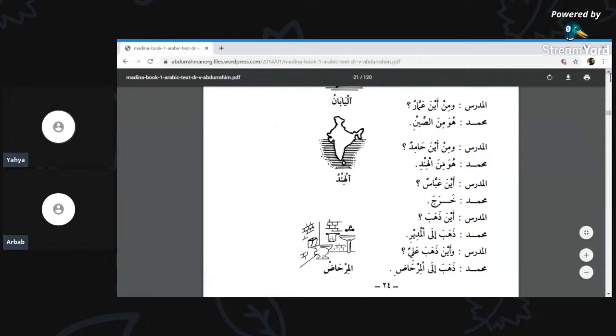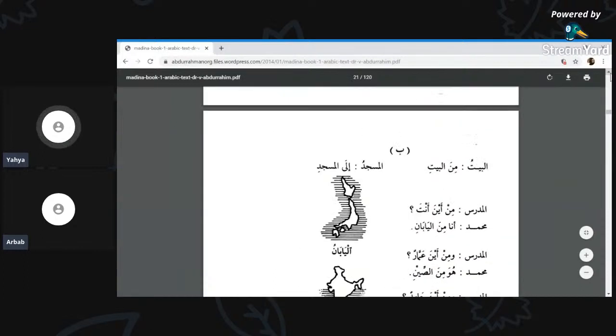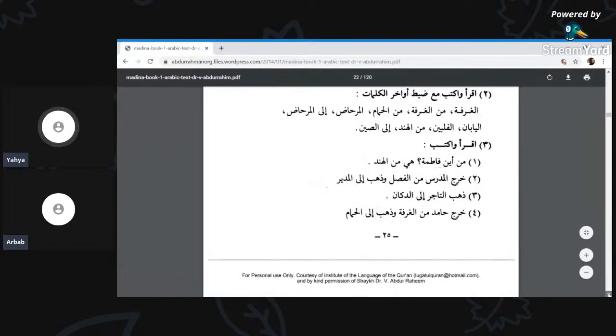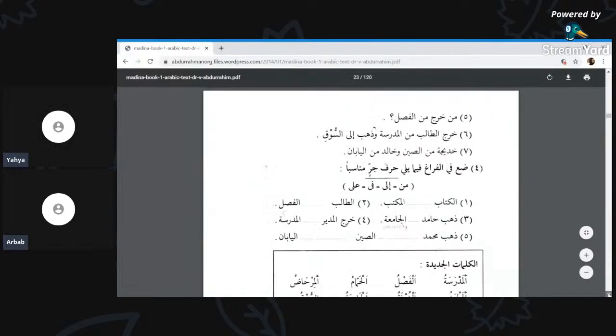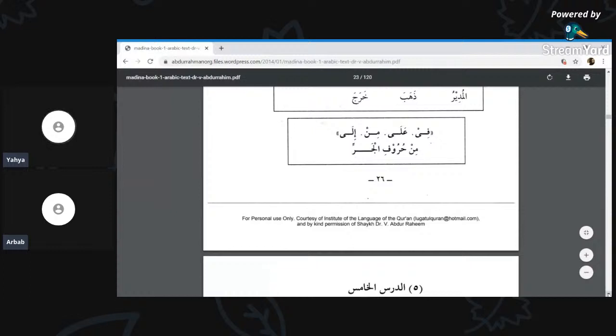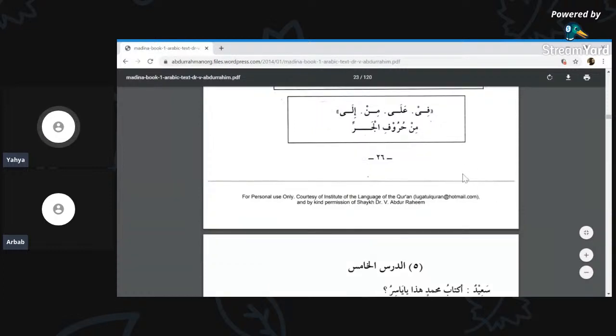What happened there? Where did I go? This is section ba. So again, just going through another two huruf al-jar. Min, ila, fi, and ala. Okay, fi, ala, min, ila, min huruf al-jar. You can see at the bottom of page 26 there.